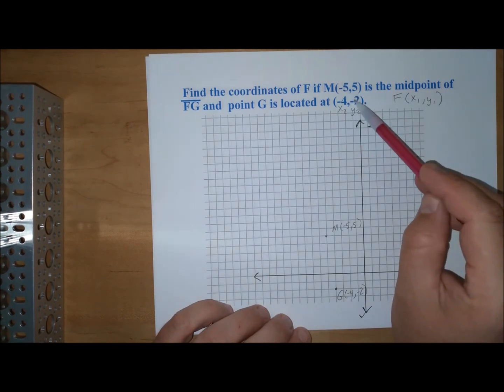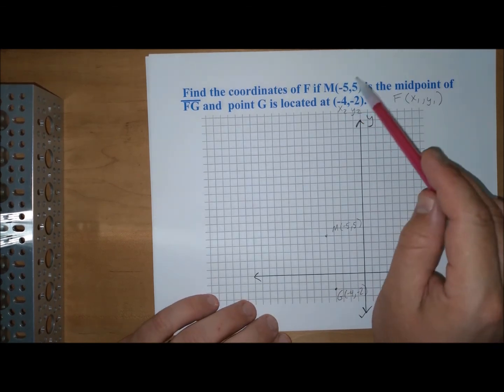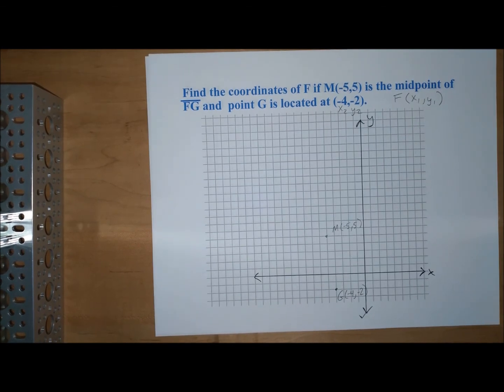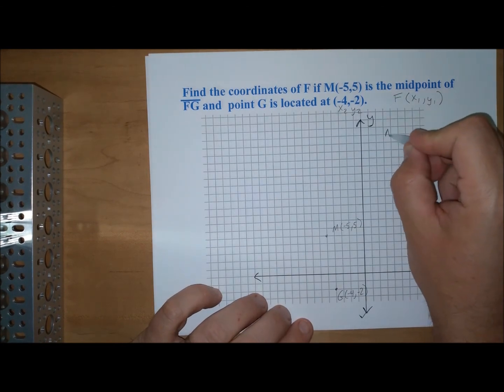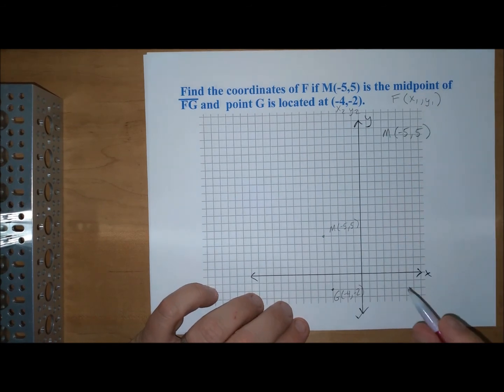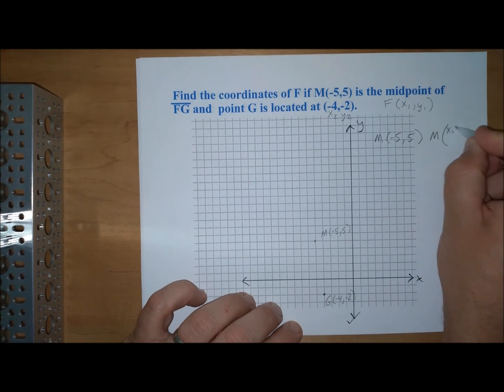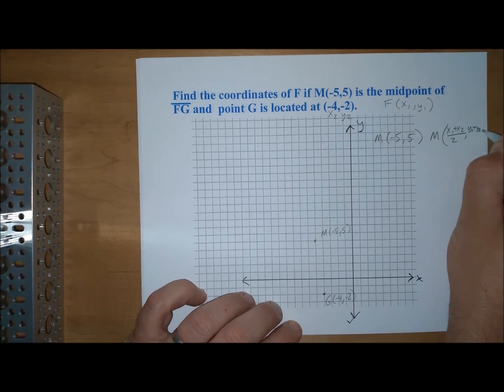Because our coordinates are integers, there's a graphical way to solve it. And there's an algebraic way. But I encourage you to learn the algebraic way because you won't always be working with integer coordinates. Without integer coordinates, it's very difficult to come up with a graphical solution. So remember, our midpoint is negative 5, comma 5. And don't forget, midpoint is also x1 plus x2 over 2, comma y1 plus y2 over 2.